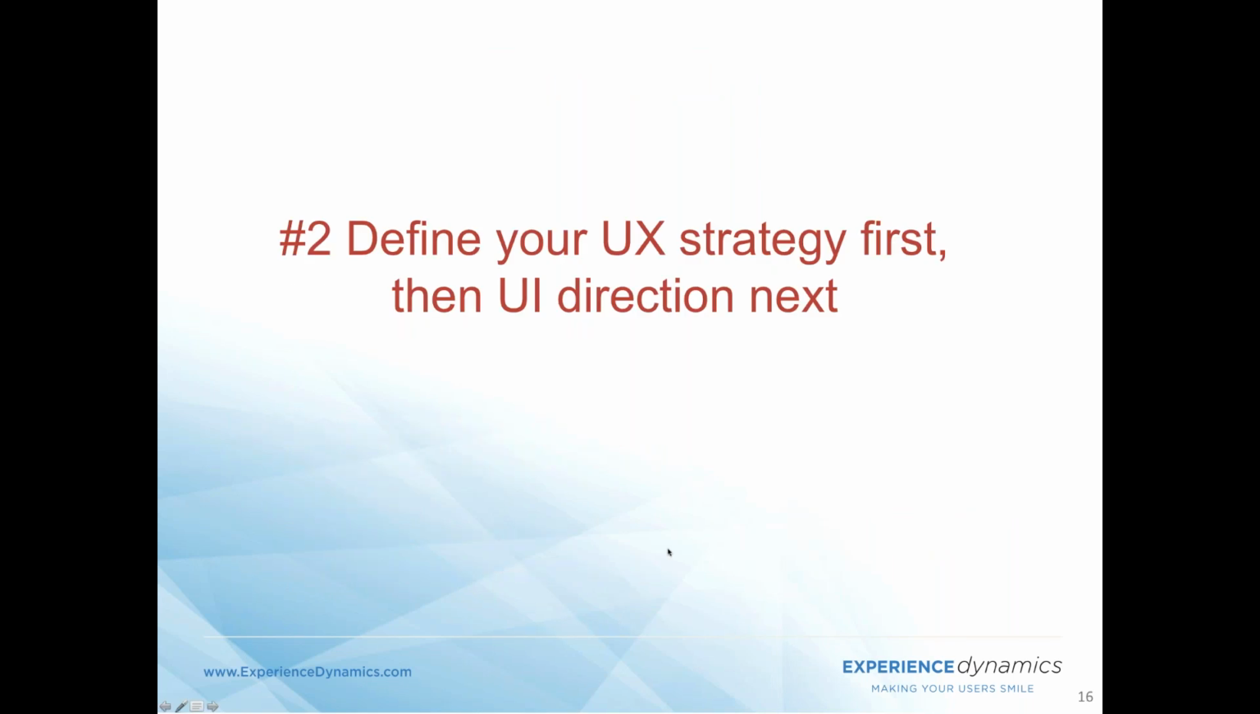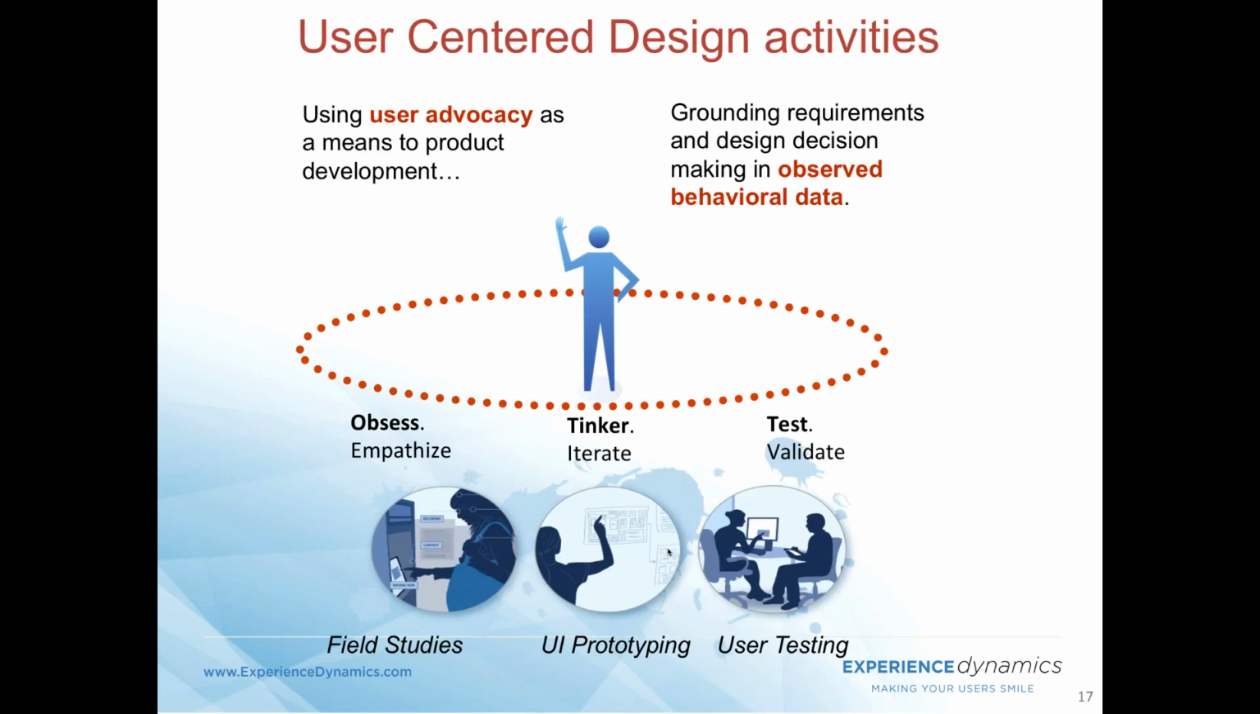The second key is to define your UX strategy first, then your UI direction, right? So it's really important to dial that in. And how you do that is with a user-centered design set of activities. That includes field studies, going out into the field, obsessing about your users, empathizing with them. Come back to your office and prototype that, and then go out and test again for validation. So it's really a user advocacy exercise that is occurring.